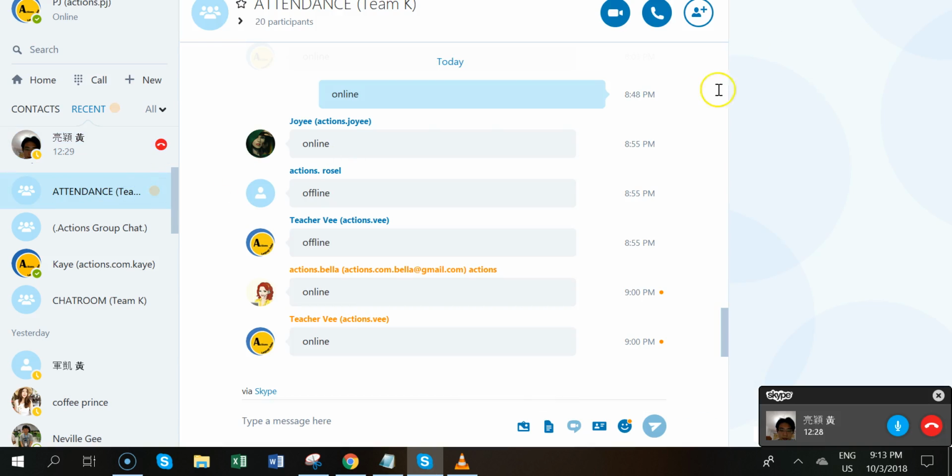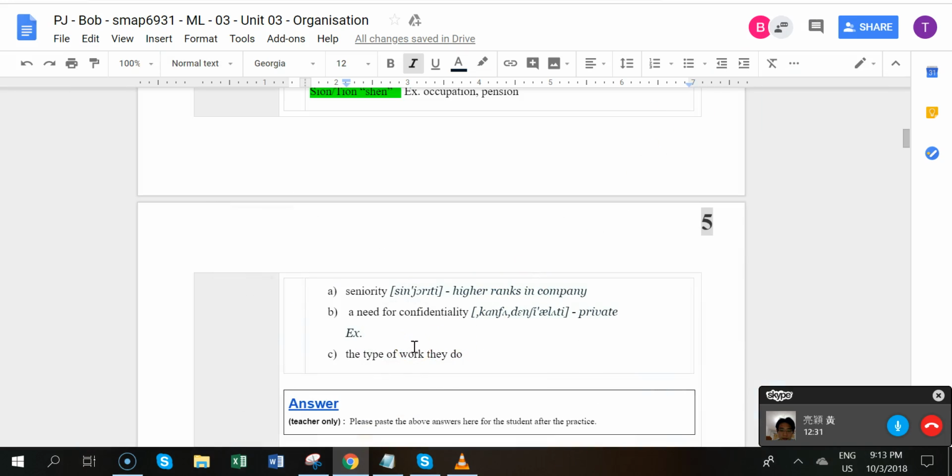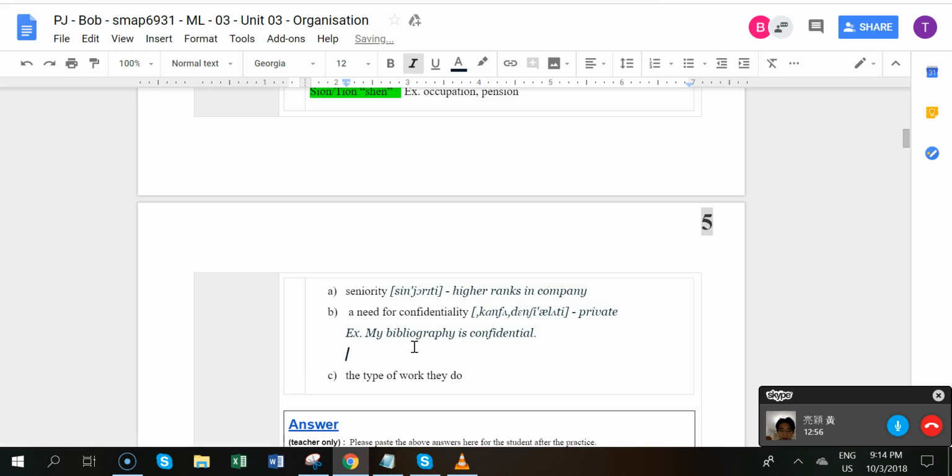Give me a sentence example using the word confidentiality. Okay, Bob. I will give you an example and after that you will give me, okay? For example, my bibliography is confidential or it is private. Okay, how about you? Can you give me your example? Library. Confidential. Yeah, or private.